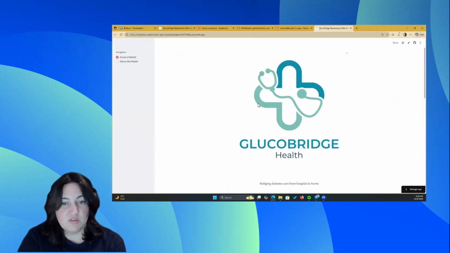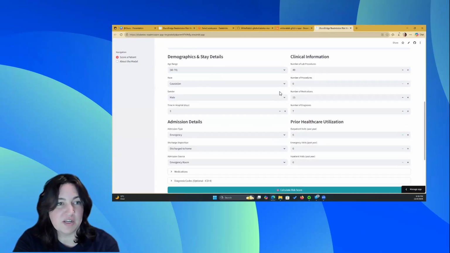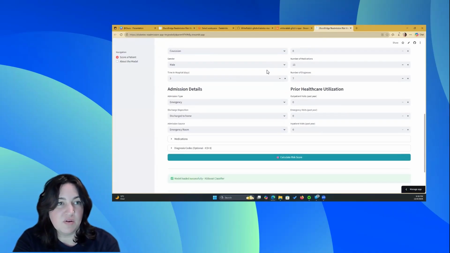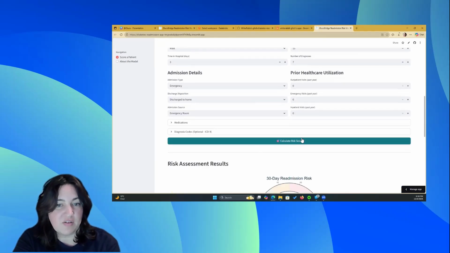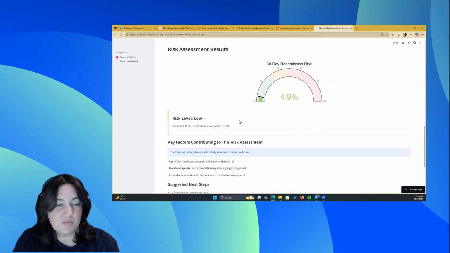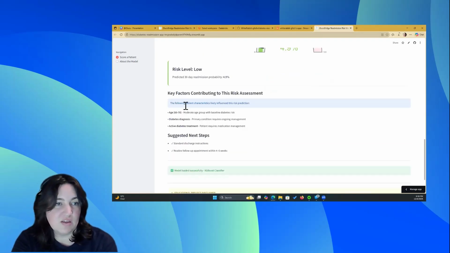All right, welcome to the GlucoBridge Health app for risk scoring for patients. As you can see, I've got some pre-filled information in here. And if we hit calculate risk score, this particular patient has a low risk level of readmission within 30 days. It still gives some key factors that contribute to this particular score. It also gives the standard next steps for discharge.